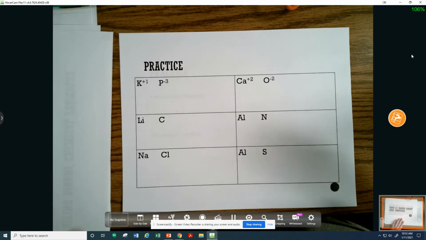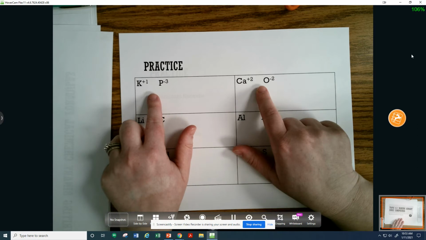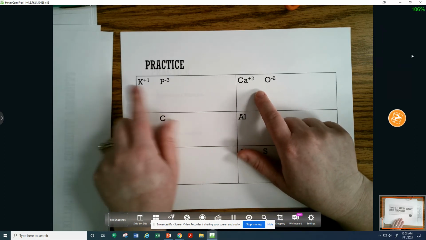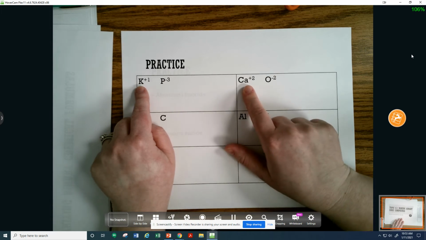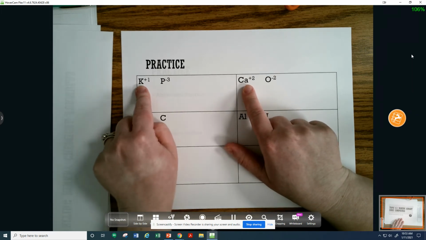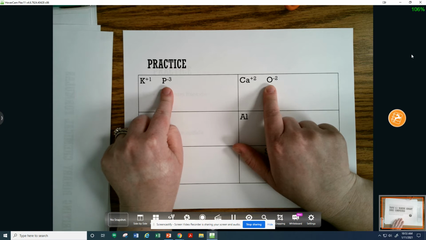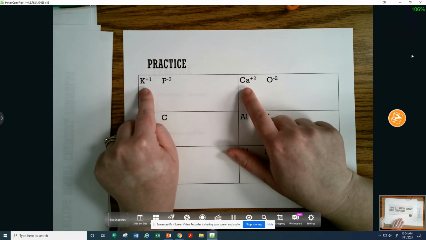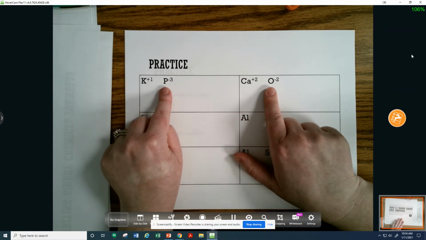The first thing that you do, and we're going to work in these two examples here where I've already given you the charge, is that would be the first step. Notice that in both these examples, the cation is listed first and the anion is listed second. That's just a standard procedure for chemists. You always place the metal, or the positive charge, first. The negative charge or nonmetal is always second in the formula.